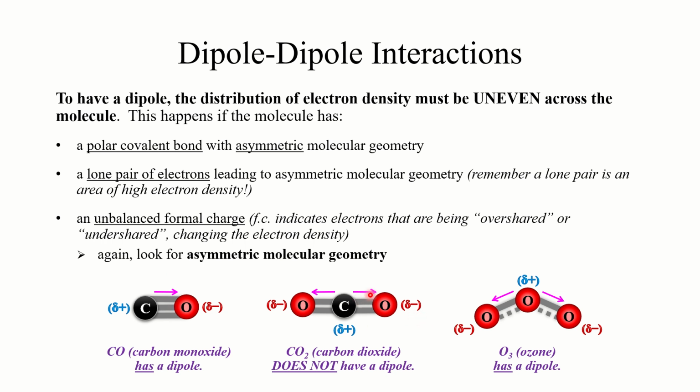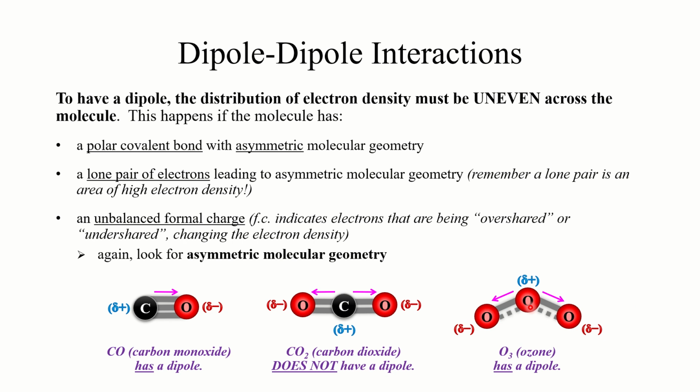CO2, carbon dioxide, you might again remember this example from 151. We do have two polar covalent bonds here, but because the geometry is symmetric, these two polar covalent bonds cancel one another out. And so this molecule does not have a dipole and would not experience dipole-dipole interactions. It's a non-polar molecule. Now the last example, and the one that's a little weird, is ozone.